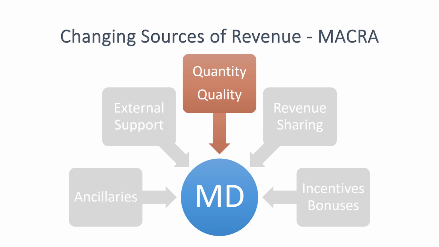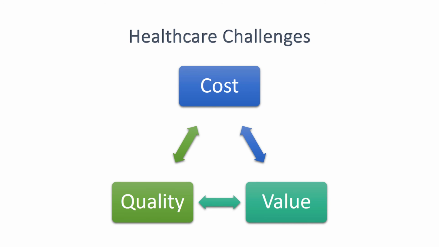Medicare changes and changes to other insurers are changing the sources of revenue, making it a quantity and quality-based compensation system. And this is really important because of the triple challenge facing healthcare today of cost, quality, and value.